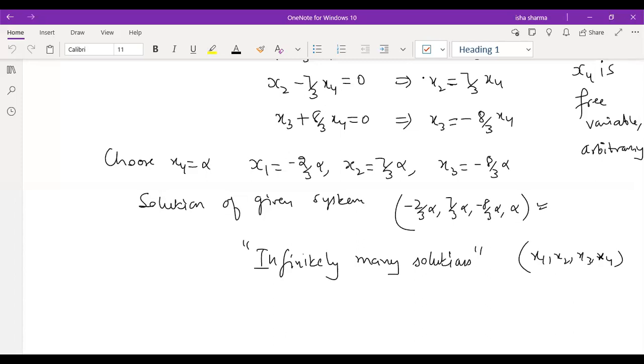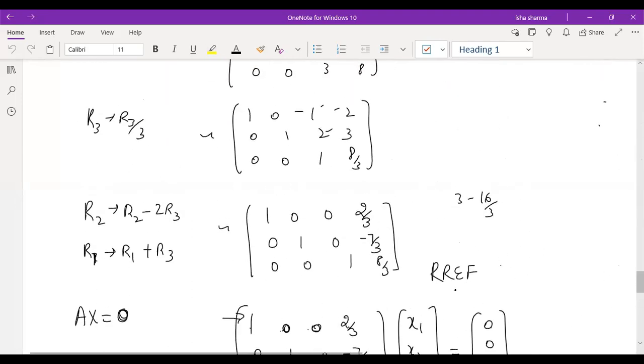Yes, Tanmay, you are asking how it is RREF. RREF, I have explained to you, this is the row reduced echelon form. You can unmute yourself and ask me the doubt if it is not clear. Otherwise, I'll move ahead.